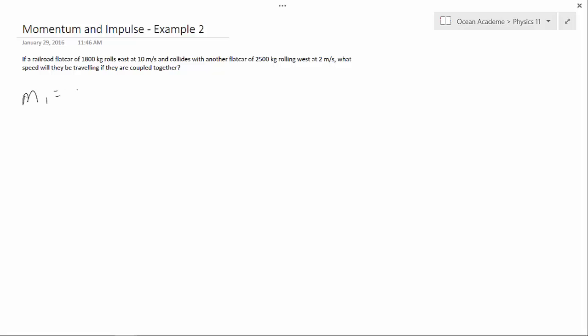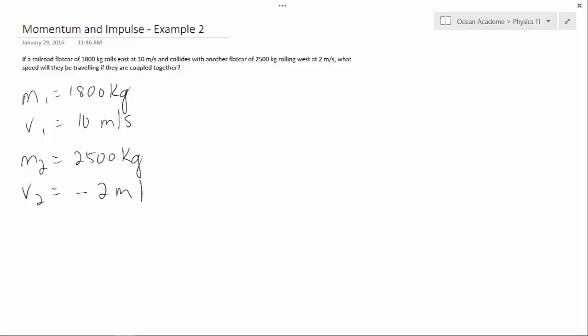Mass 1 equals 1,800 kilograms, and its velocity is east at 10 meters per second. Mass 2 is 2,500 kilograms, and velocity 2 is west at 2 meters per second. West would have a negative value, so that's negative 2 meters per second.